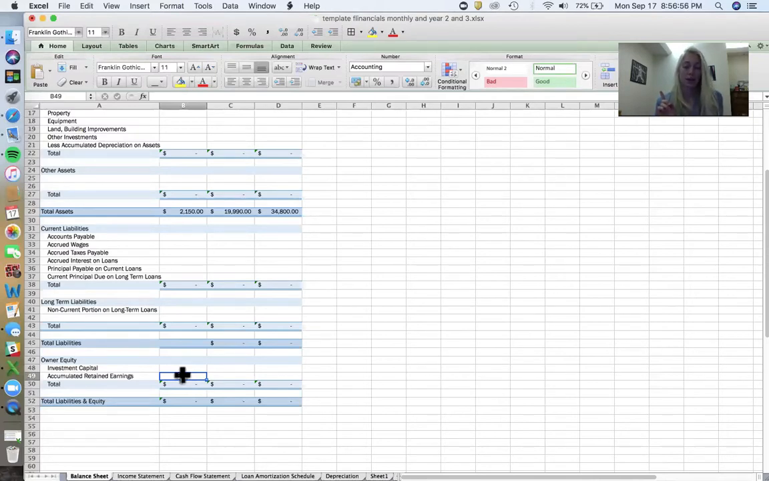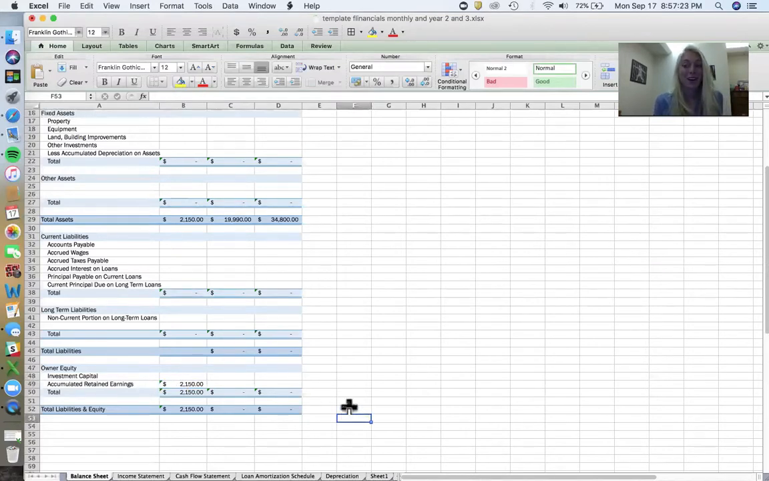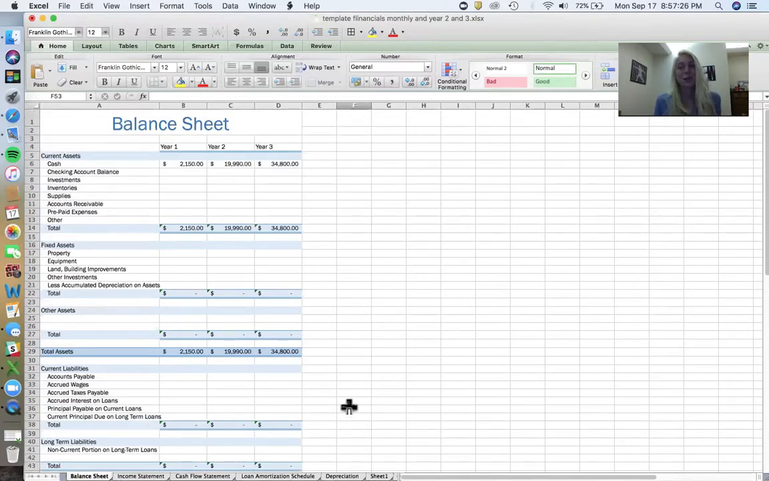So this number, you're going to plug in this formula: total assets minus total liabilities minus investment capital. That's going to make your balance sheet balance. Yay! See, total assets needs to equal total liabilities plus equity, and that's where the accumulated retained earnings number comes in. So with that, we've made it through all 3 financial statements. This is pretty rushed, but hopefully you've got at least a good start on it.